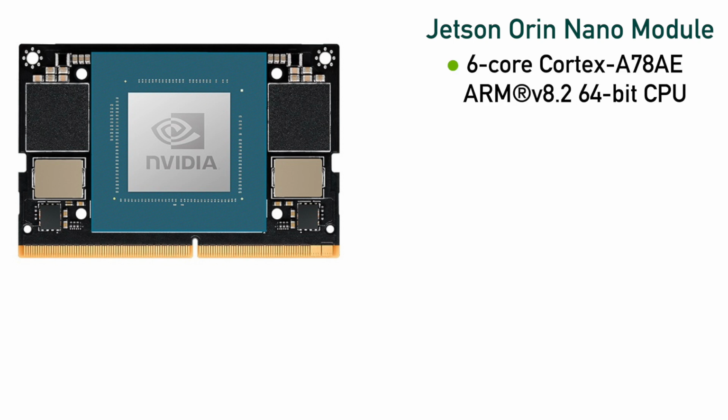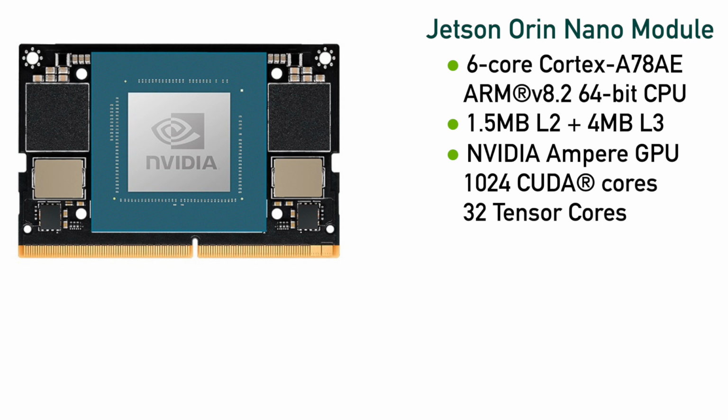The CPU has 6 cores and utilizes the 64-bit Cortex-A78 ARM architecture, version 8.2. The chip incorporates 1.5 megabytes of L2 cache and 4 megabytes of L3 cache memory. The GPU utilizes an NVIDIA Ampere architecture. There are 1,024 CUDA cores, along with 32 third-generation Tensor cores.